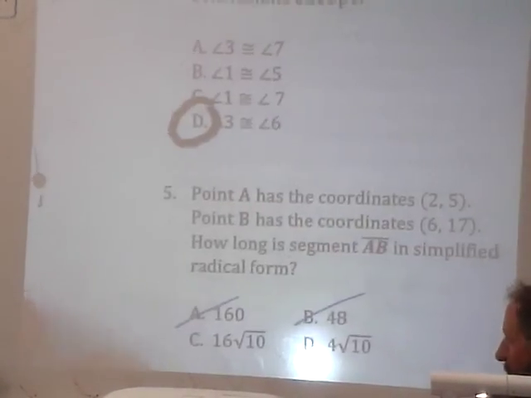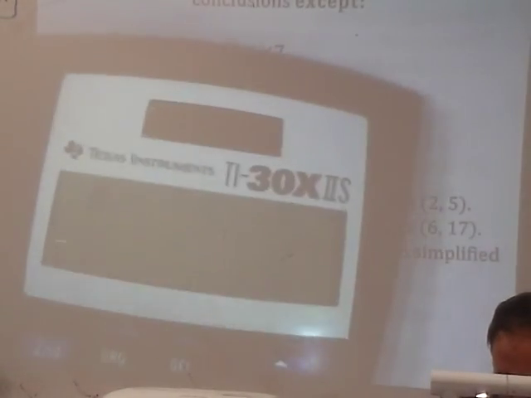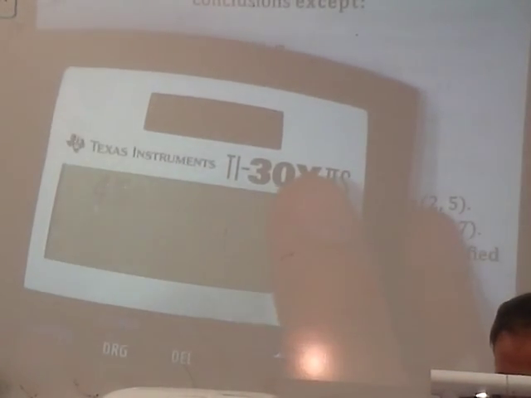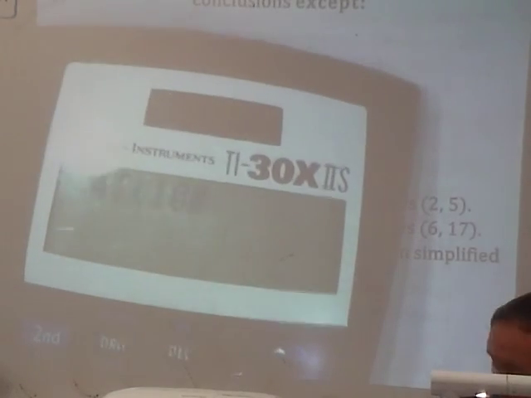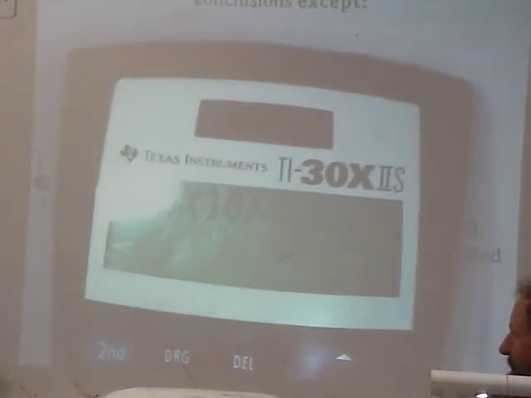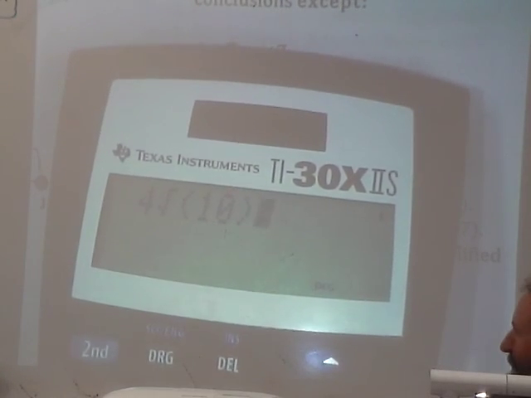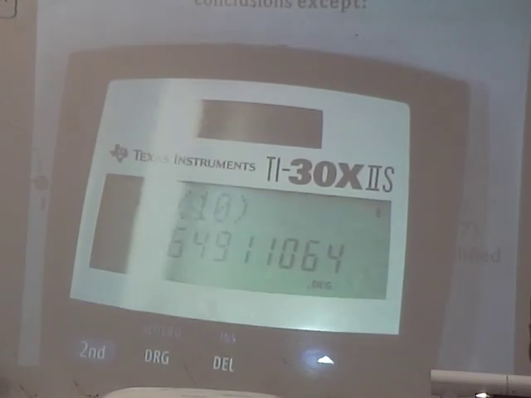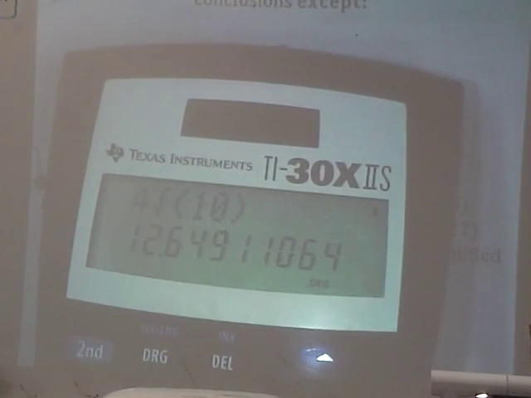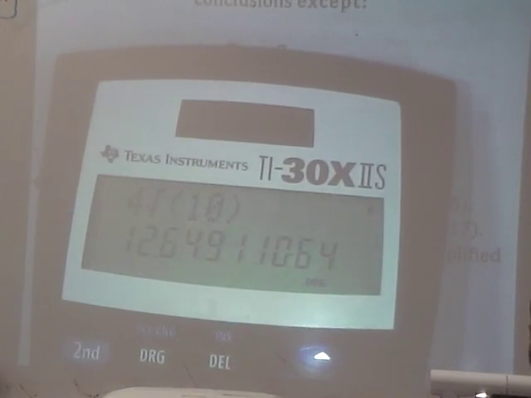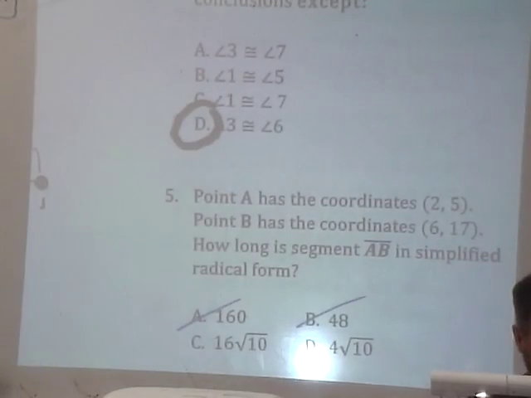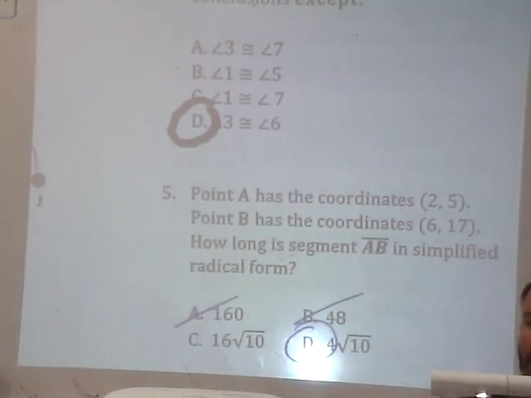We need 12.65. Let's try D. 4 times the square root of 10. Well, let's make sure though. No, that's the only one. 12.65, right? We okay with that? All right, questions on 1 through 5? Okay.